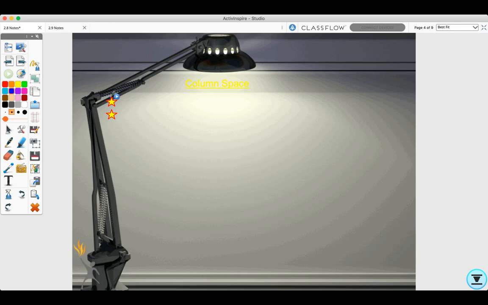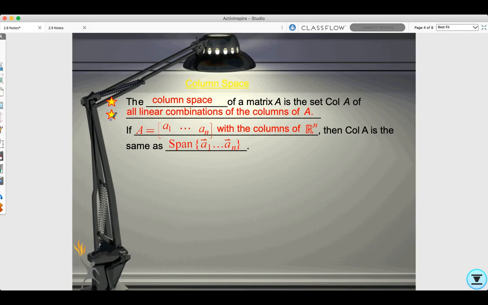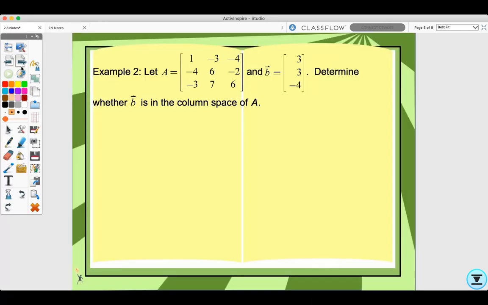Let's look at column space. The column space of a matrix A is the set Col A of all linear combinations of the columns of A. If A is a1 to an with columns in Rm, then Col A is the same as the span of a1 to an. Let's look at example 2. Let A be that matrix and b be the other matrix. Determine whether b is in the column space of A.